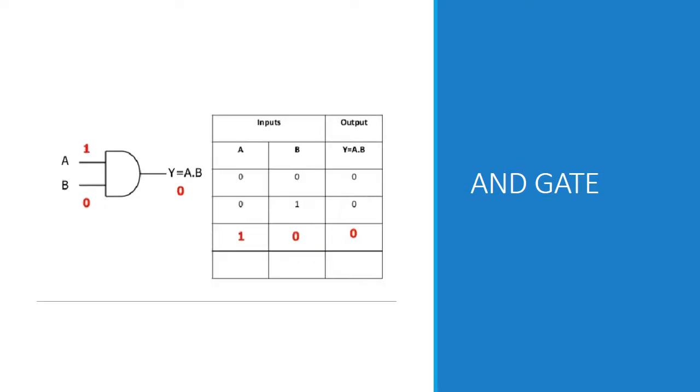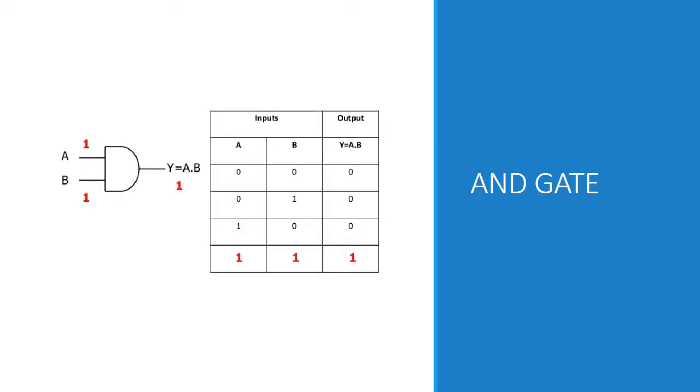Next consider the third case in which input A is at 1, but input B is at 0. Now the output is at 0. And now let's consider the last case in which both the inputs A and B are at 1. Now you can see the output is 1. So in the case of AND gate, the output is only 1 when both the inputs are 1. But if any of the input is at 0, the output is at 0.